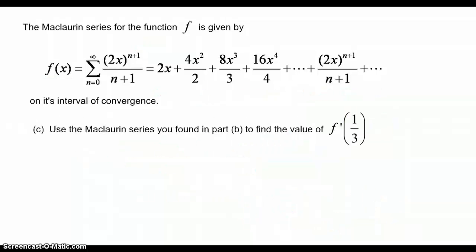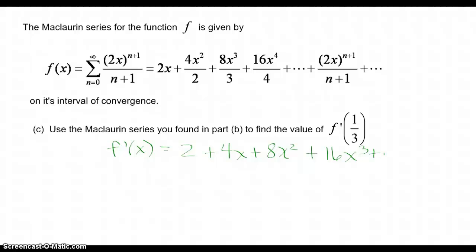Let's see what they ask us to do on part C. Use the Maclaurin series you found in part B to find the value of f prime. All right, so I'm just going to copy down again what we found here. We found plus 4x plus 8x squared plus 16x cubed. I'm not going to pull in the general term here unless I feel like I need it. If I feel like I need it to answer this question, then I'll pull it down and we'll fiddle with it if we need to.